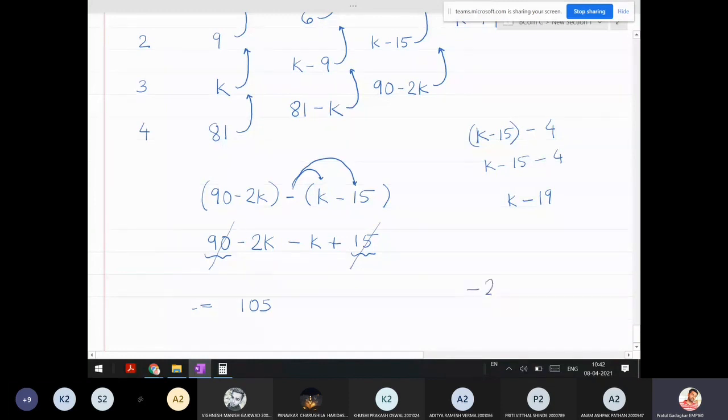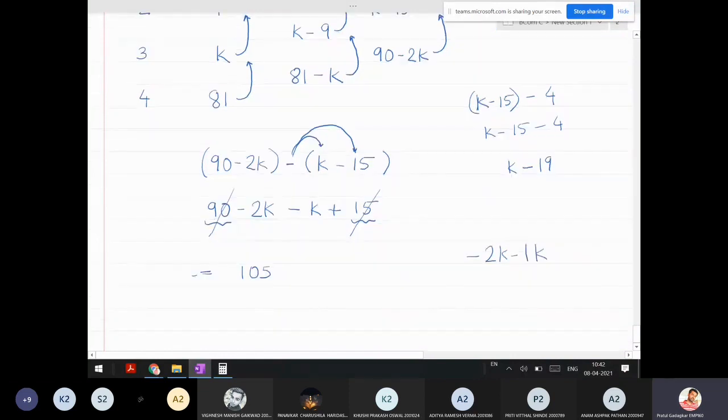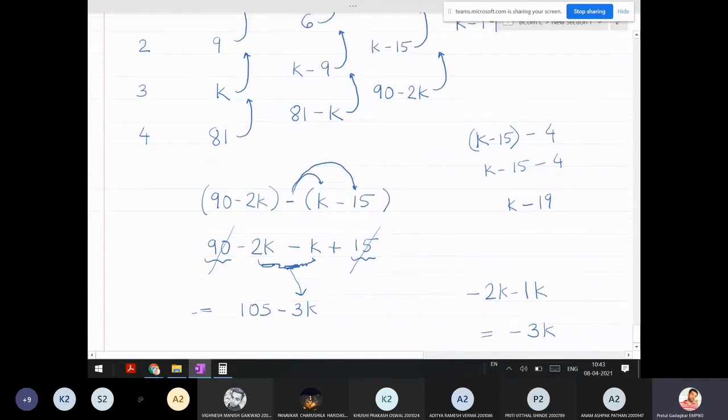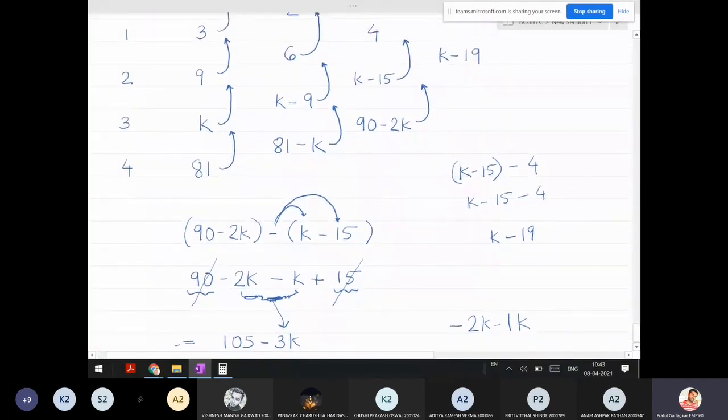Now what is minus 2k minus 1k? Minus k means minus 1k. Minus 2k minus 1k will be minus 3k. So this will become 105 minus 3k. So these two are giving you minus 3k. So I will write this here: 105 minus 3k. Okay, so this is how I get this particular entry.